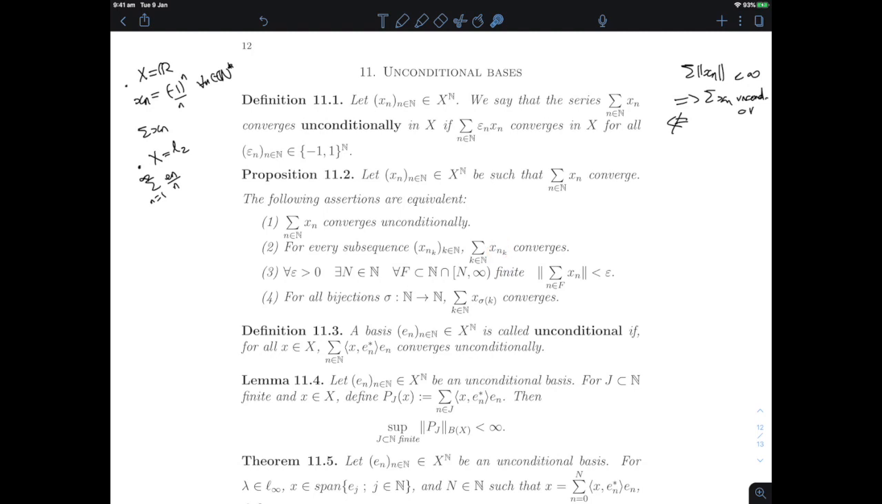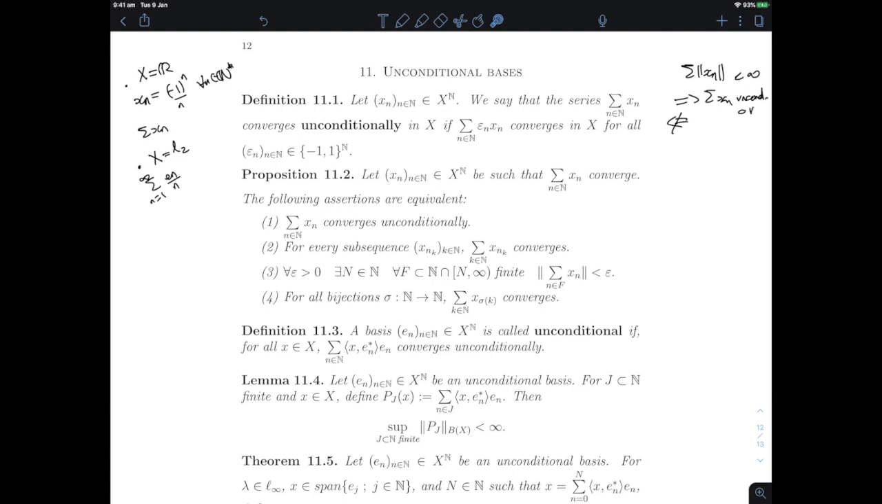converges. And this is also the same thing, let's have a look at 4 because it makes more sense than 3 maybe. It's the same thing as saying that you could permute all of the natural numbers, take any bijection from the natural numbers to the natural numbers, and the series will still converge. So another way of thinking of unconditional convergence is that it's a form of convergence which is insensitive to the order in which you're summing up your series.